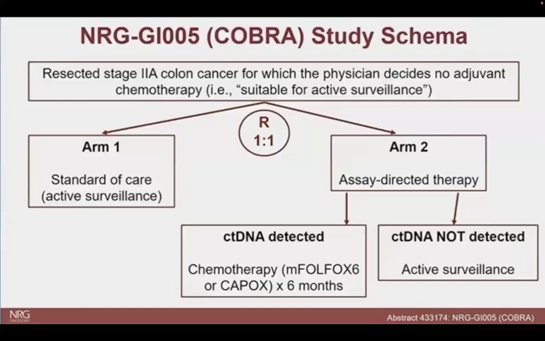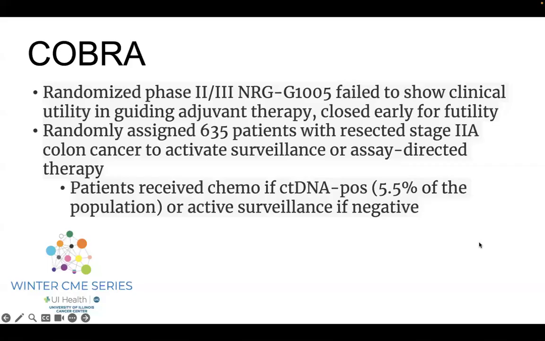Now let's talk briefly about the COBRA study. So this was the negative study I mentioned to you. This was looking at resected stage 2A colon cancer for which the physician would decide chemotherapy versus active surveillance. So arm 1 was standard of care, active surveillance, and arm 2 was assay-directed therapy. So if ctDNA was detected, they would get chemo. If it was not detected, then they'd have active surveillance. This is a randomized phase 2/3 trial, and it failed to show clinical utility in guiding adjuvant therapy. It was actually closed early for futility.